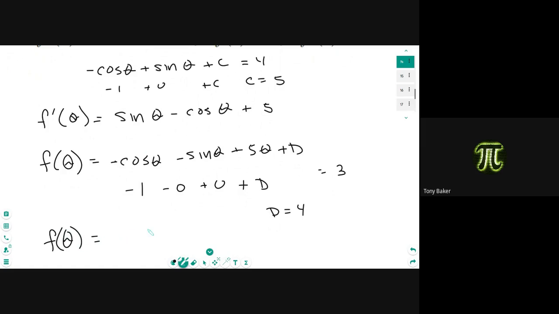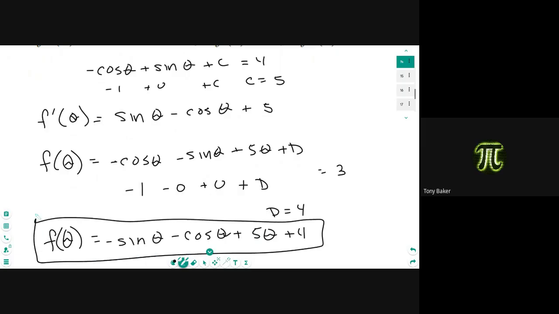Actually, I'll switch it back for you guys. And don't plug in an X there. It's a theta. Really easy habit. Always use X's, but it's not always X's.